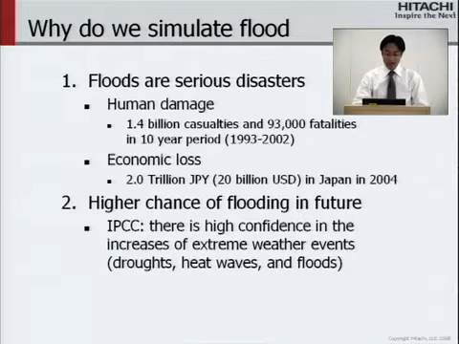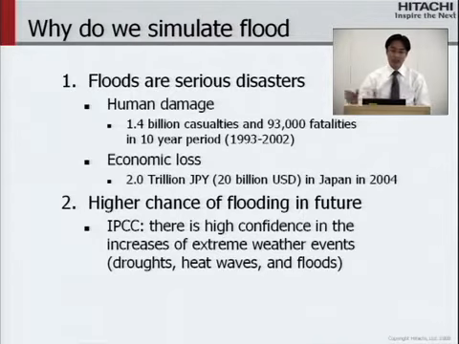According to the IPCC, there is high confidence in the increase of extreme weather events. It means drought, heat waves, and floods. An increase in temperature causes an increase of humidity and an increase of precipitation. But the change does not occur evenly in time and space. Extreme weather will increase.